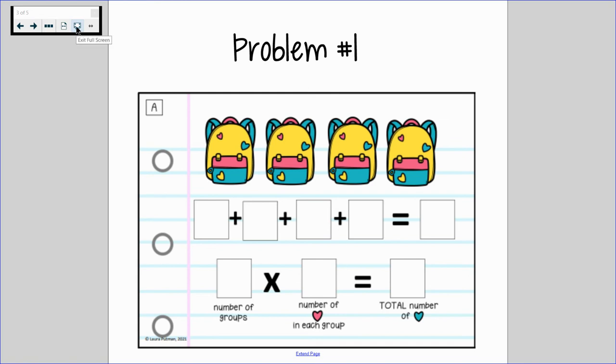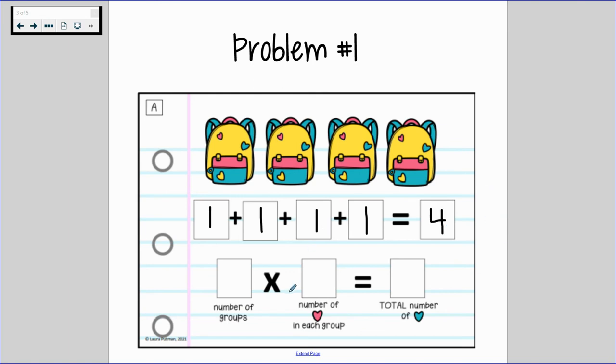Okay, so the first problem we have here is just 4 backpacks. I need to fill in these boxes to match the problem using repeated addition. So I have 1, 2, 3, 4 backpacks. I would say 1 plus 1 plus 1 plus 1. 1 backpack, 1 backpack, 1 backpack, 1 backpack. 1 plus 1 plus 1 plus 1 equals 4.